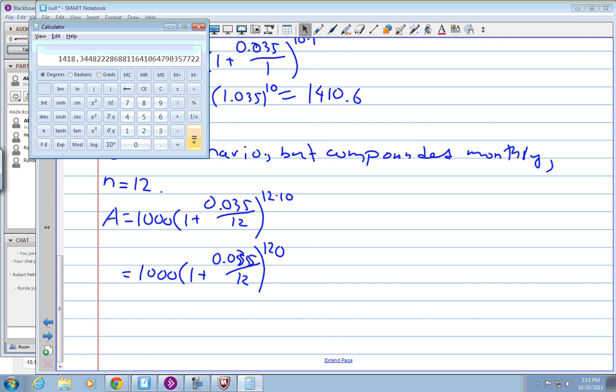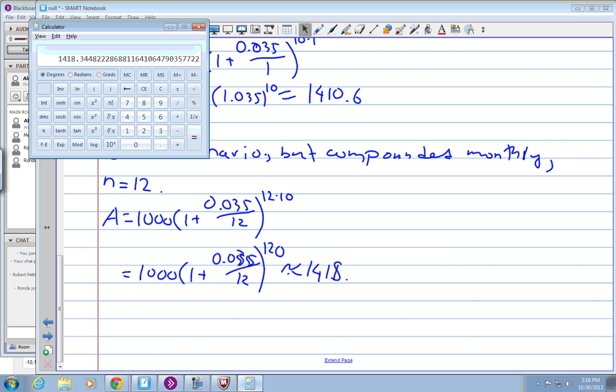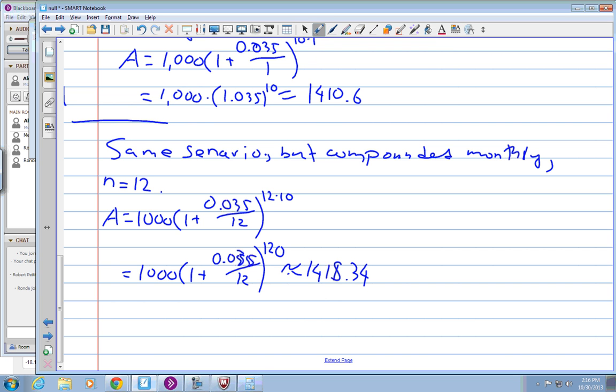Still bigger, not by much. It didn't have that dramatic jump, not $60, but it's an extra $8 or so, right? So it's 1418.34. Does that make sense? Now if I keep changing that number N, the number of times the interest is being computed, it will change the final amount.